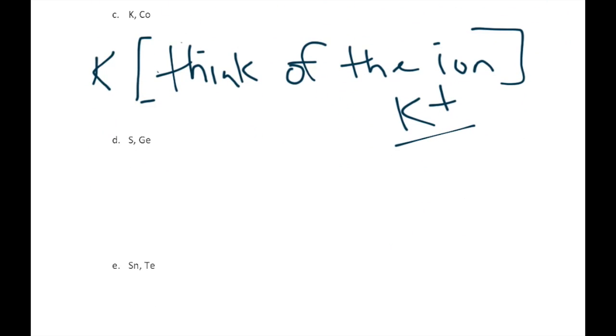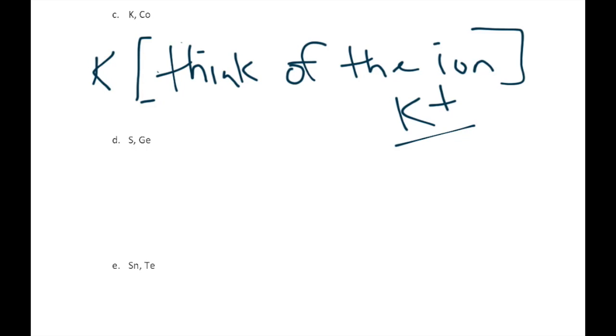Okay, moving on to sulfur versus germanium. Again, we can use our periodic trend. So remember, IE will increase going from left to right. So germanium is farther to the left, so therefore it has a smaller ionization energy.